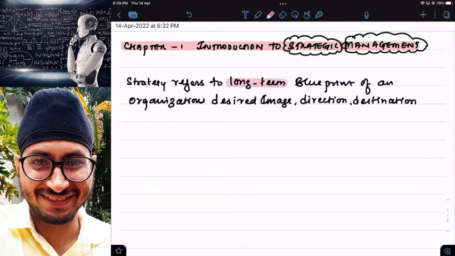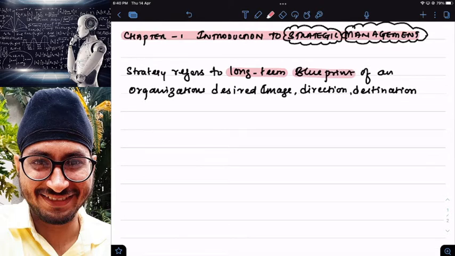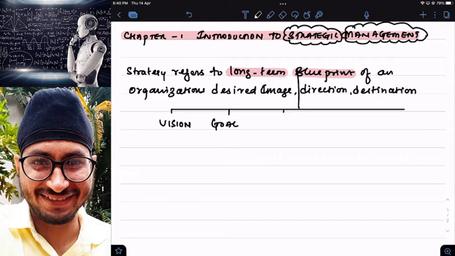Long term means more than 1 year. Clear? Long term is more than 12 months. Next, what do we mean by blueprint? Examples of blueprint we can say are vision, goal, objective, and mission. These are examples of what? These are examples of blueprint.